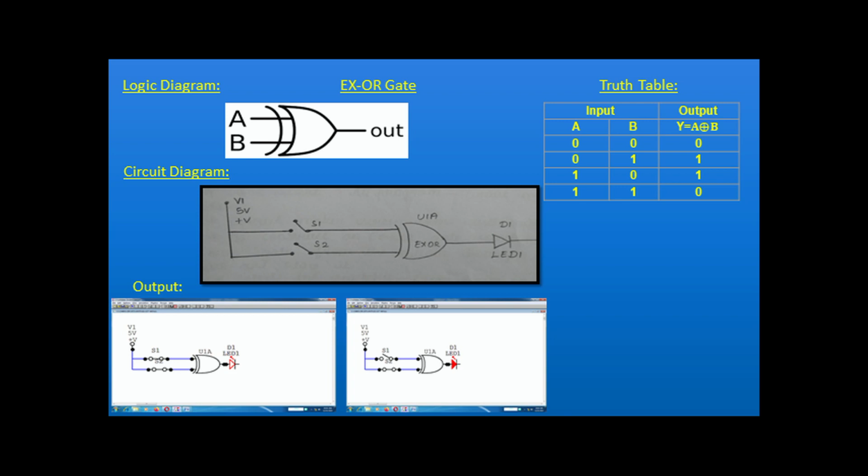So for the second diagram, the input is 0 1. What is the output of 0 1? You see the truth table, 0 1, what is the output? 1. So here the light is on. Okay, this is called an XOR gate.